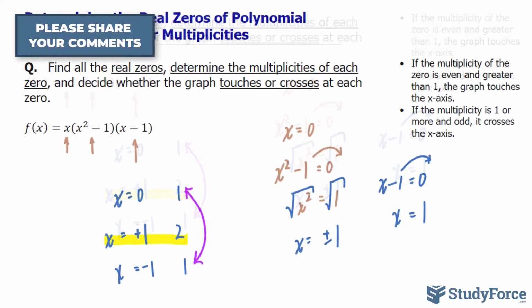And there you have it. That is how to determine the real zeros of a polynomial function and their multiplicities.